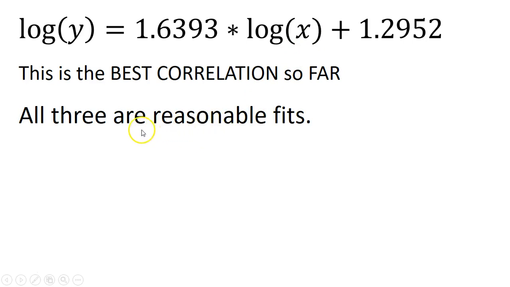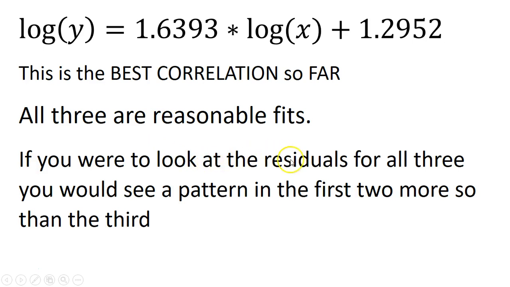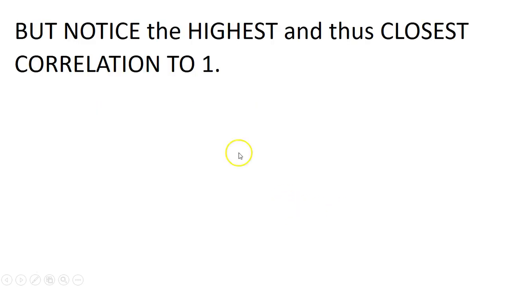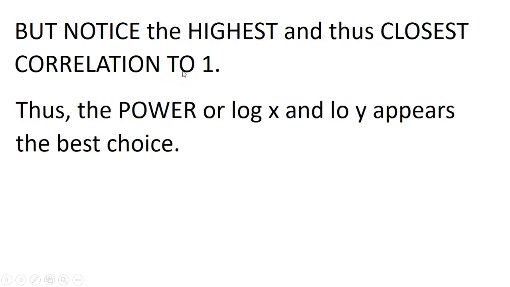Now, all three are pretty reasonable. If we were to look at the residuals for all three, you would see a pattern in the first two more than the third. But notice the highest and thus closest correlation to 1. Thus, the power model, or log x, and I think it's supposed to be log y. Sorry about that. Log y appears the best choice if you actually log them both.